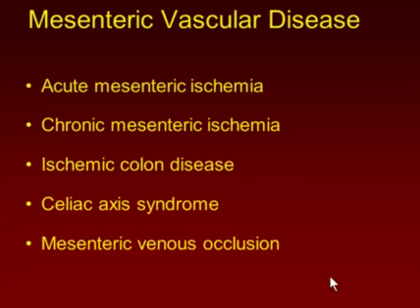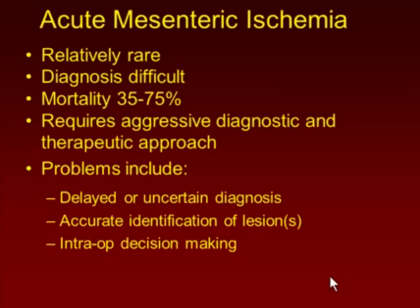So the mesenteric vascular diseases that are usually present, we're not going to talk much about acute mesenteric ischemia because there's very little role for the vascular laboratory or Doppler in the diagnosis of this disease. We'll talk more about chronic mesenteric ischemia. We may see ischemic colon disease, celiac axis syndrome, or mesenteric venous occlusion. Acute mesenteric ischemia is relatively rare. It has a very high mortality. It requires a very rapid, aggressive diagnostic and therapeutic approach before the bowel begins to die.